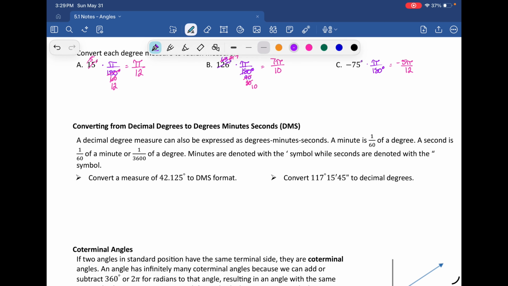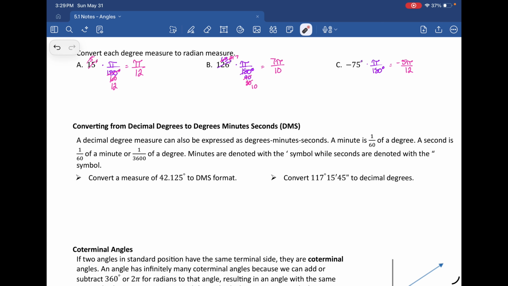All right, now we're going to be converting decimal degrees to degrees, minutes, seconds. Where you see degrees, minutes, seconds, this is usually used a lot in navigation with latitude and longitude. It's a more precise way directionally of figuring out where something is.